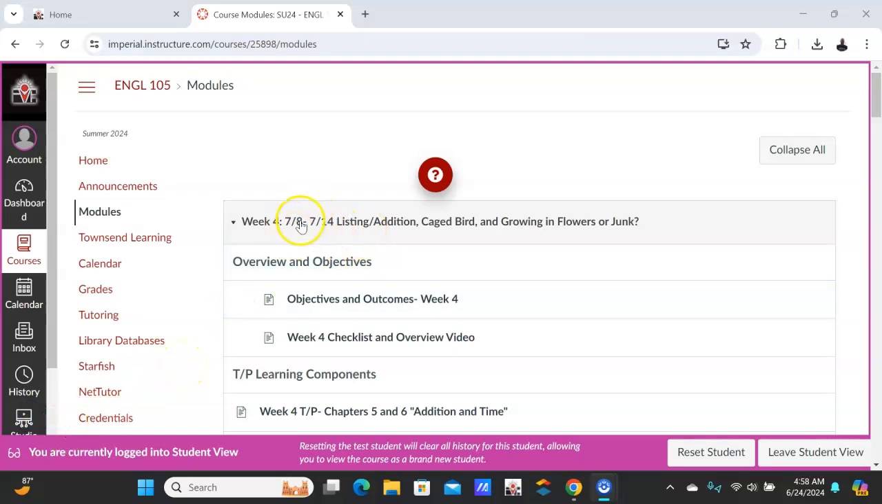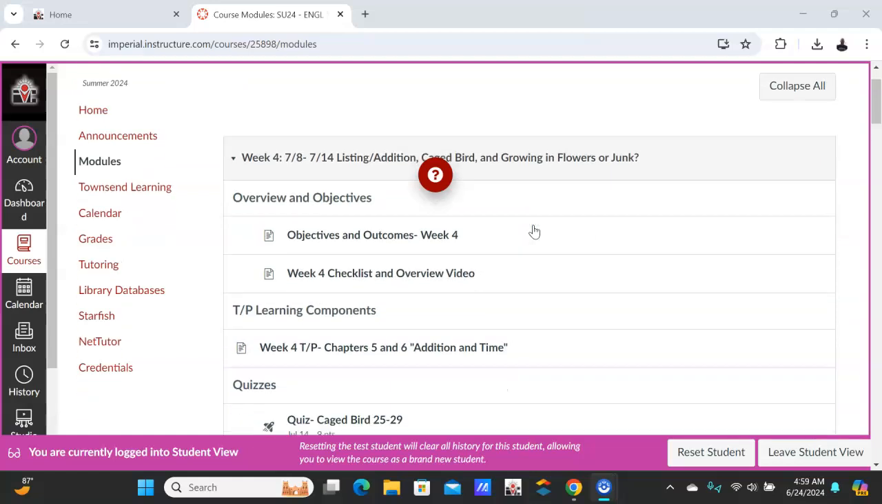It's going to go from July 8th to July 14th. You're going to learn about listing and addition. Those are going to be handled in the Townsend Press. Listing and addition is basically similar to when you're saying first, next, in addition, also. So go over that. Finish up the 2 quizzes on Cage Bird, and then the discussion board is going to be about Maya Angelou. Was she growing in the flowers or did she grow in the junkyard? So we'll go over that.